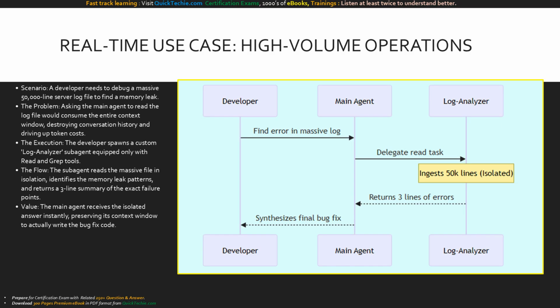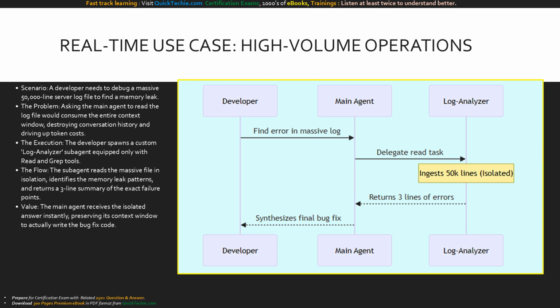Let's explore a real-world use case, isolating high-volume operations. Imagine you need to parse massive log files or run comprehensive, verbose test suites. Doing this in the main thread consumes massive tokens and pollutes your history. Instead, you spawn a subagent. The subagent churns through the data in complete isolation and returns only the 3 lines of actual errors back to your main agent. You can even run parallel research by spawning multiple subagents simultaneously to investigate different parts of your codebase. This workflow massively scales your engineering effort without breaking your context limits.